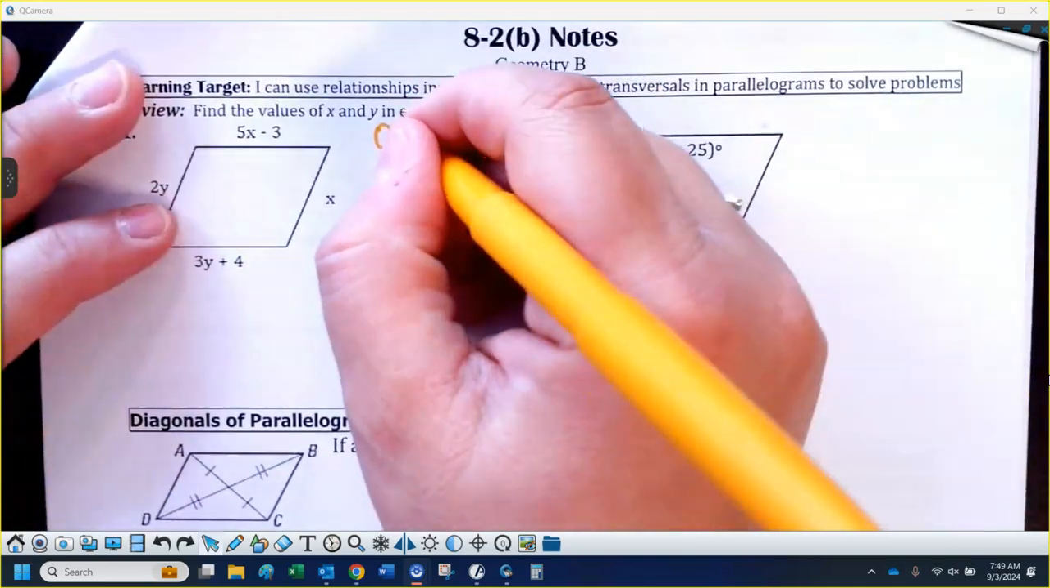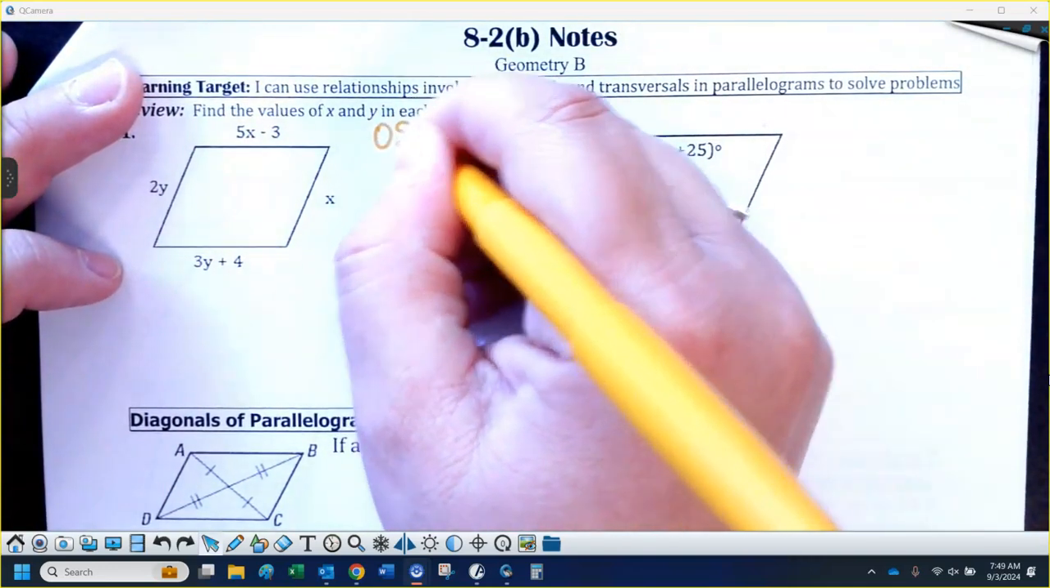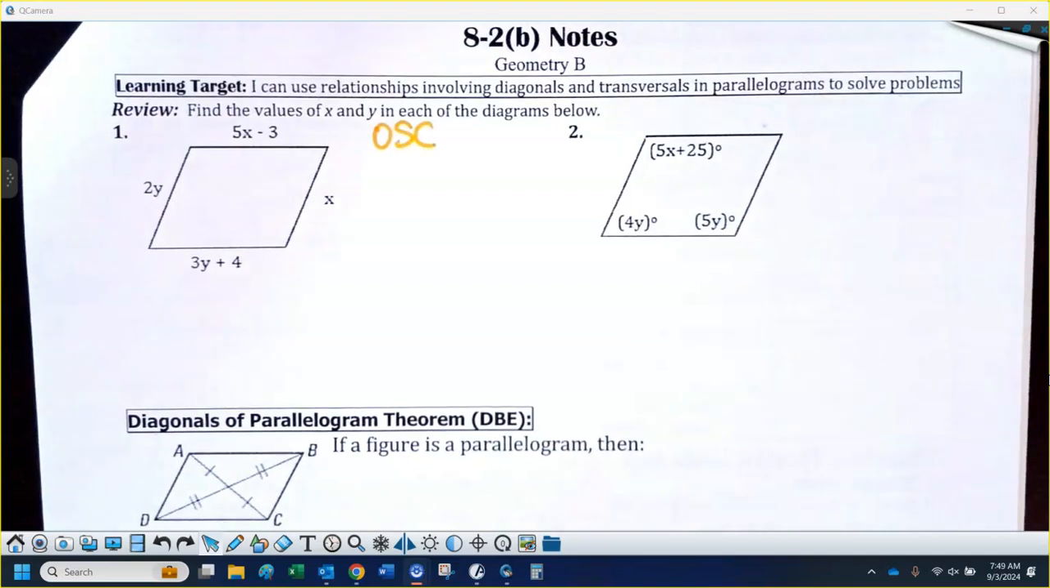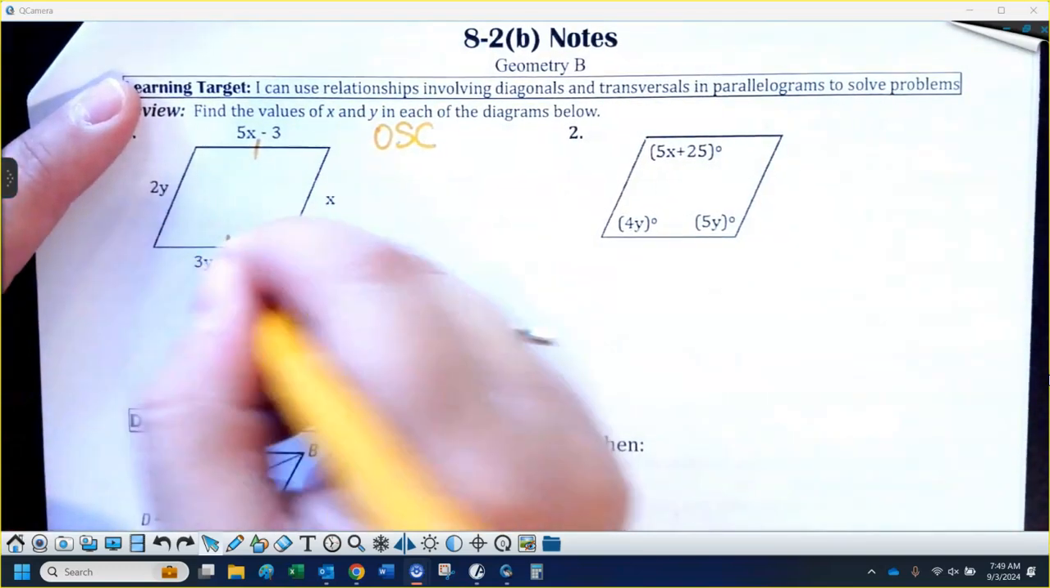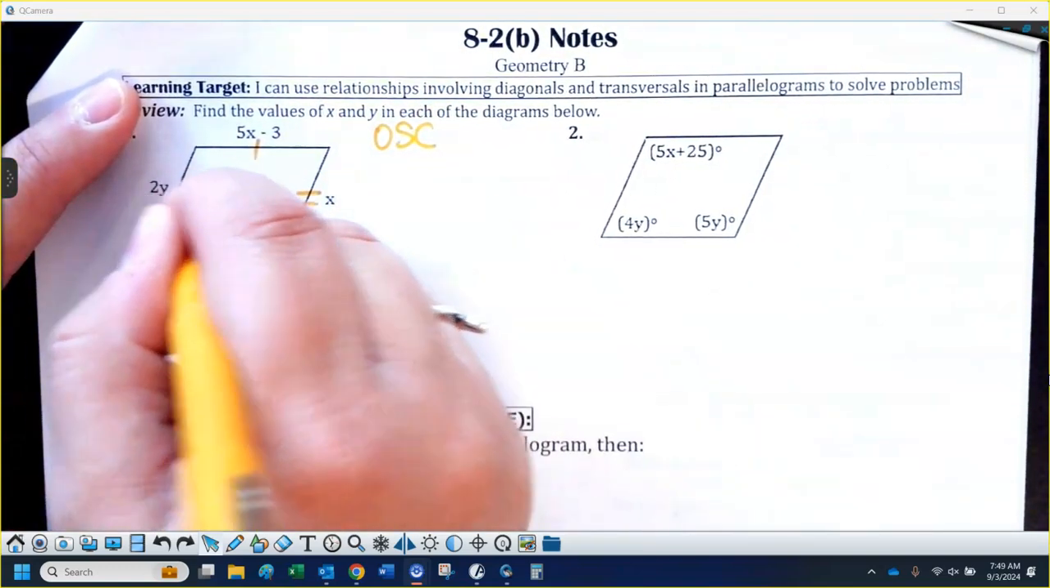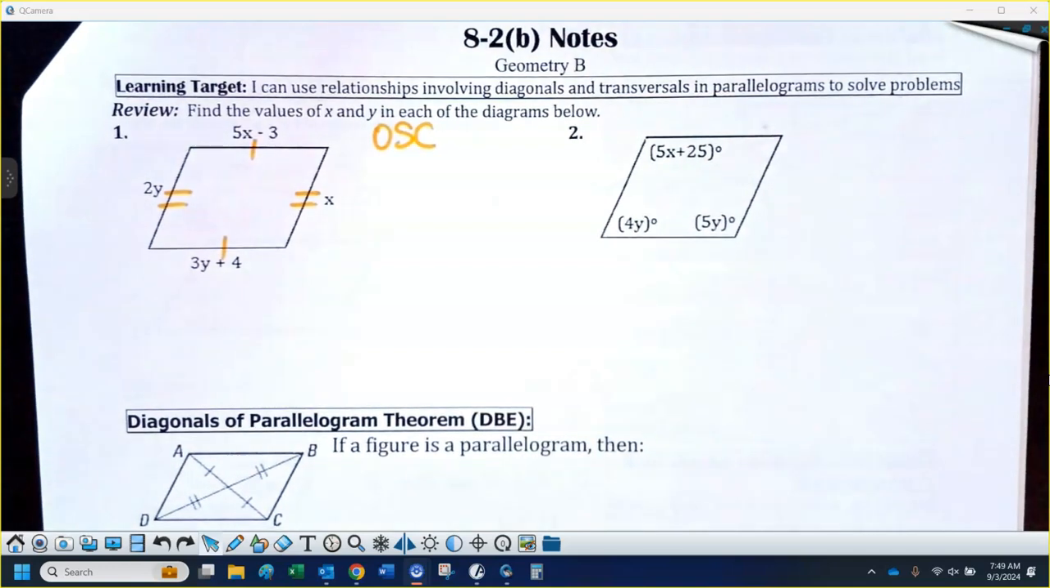I'm just going to write this down. This one, and we proved this in our last lesson, but opposite sides of a parallelogram are congruent. So like the top and the bottom, these two guys are equal. The left and the right, these two guys are equal automatically. We proved that, like I said, in our last lesson. So we're going to do that.